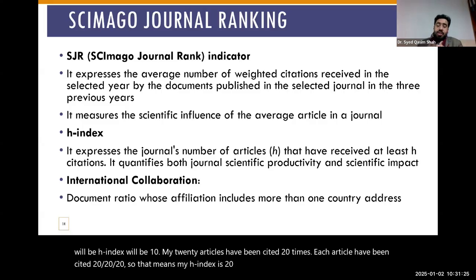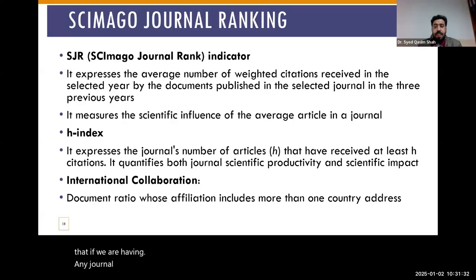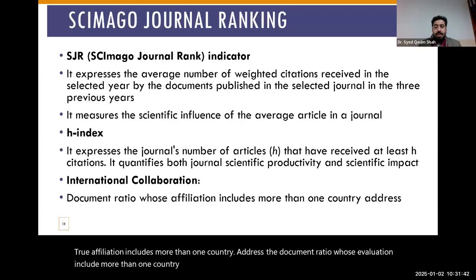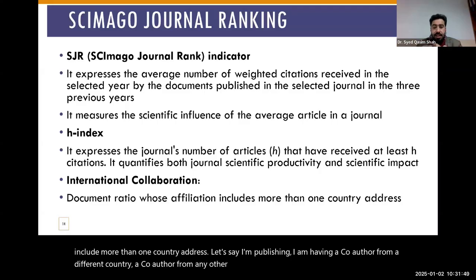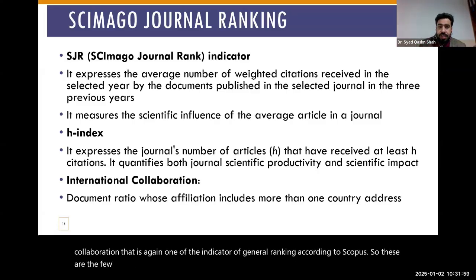And then international collaboration. If we are looking at any journal, how many documents have an affiliation that includes more than one country address. Let's say I have a co-author from a different country, so that shows an international collaboration. That is again one of the indicators of journal ranking according to Scopus. So these are a few things. We will go into more detail.